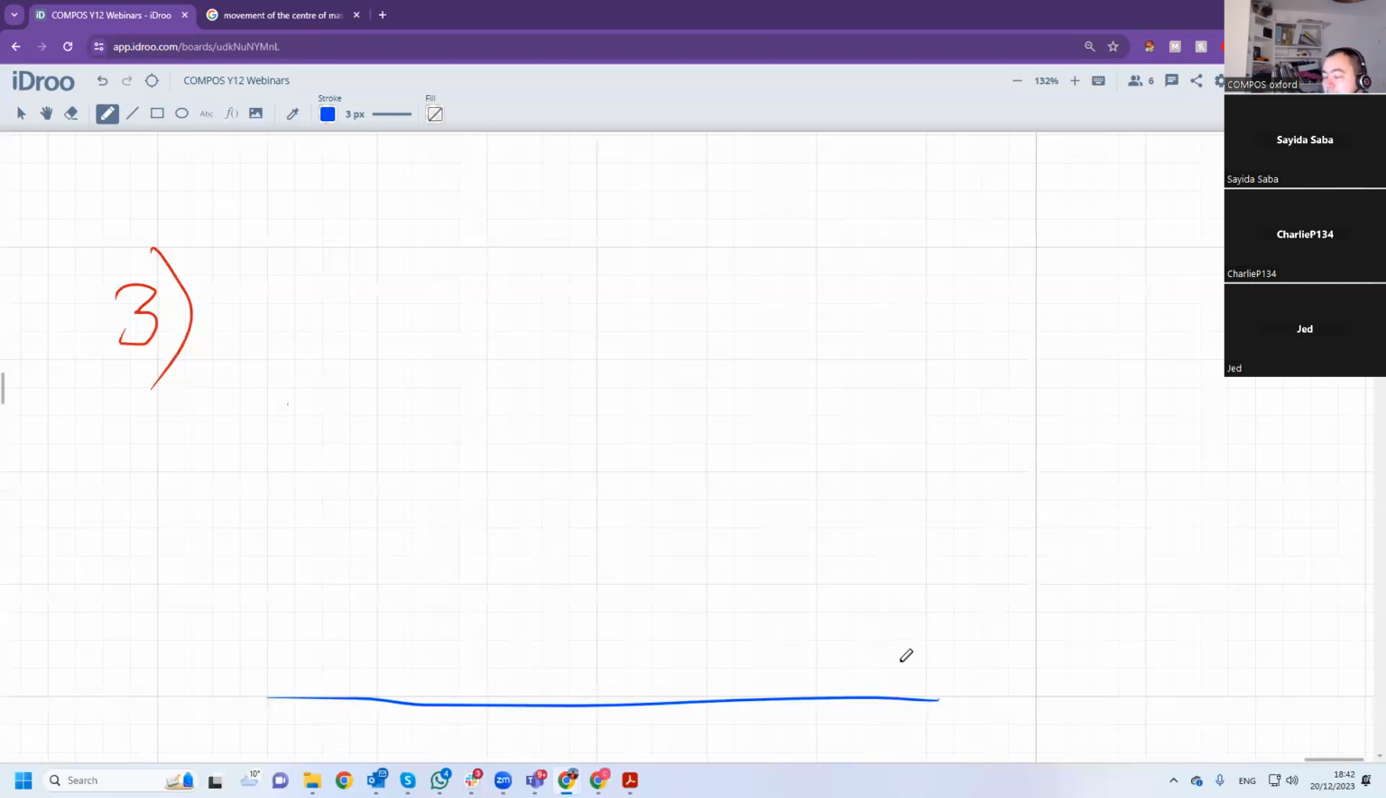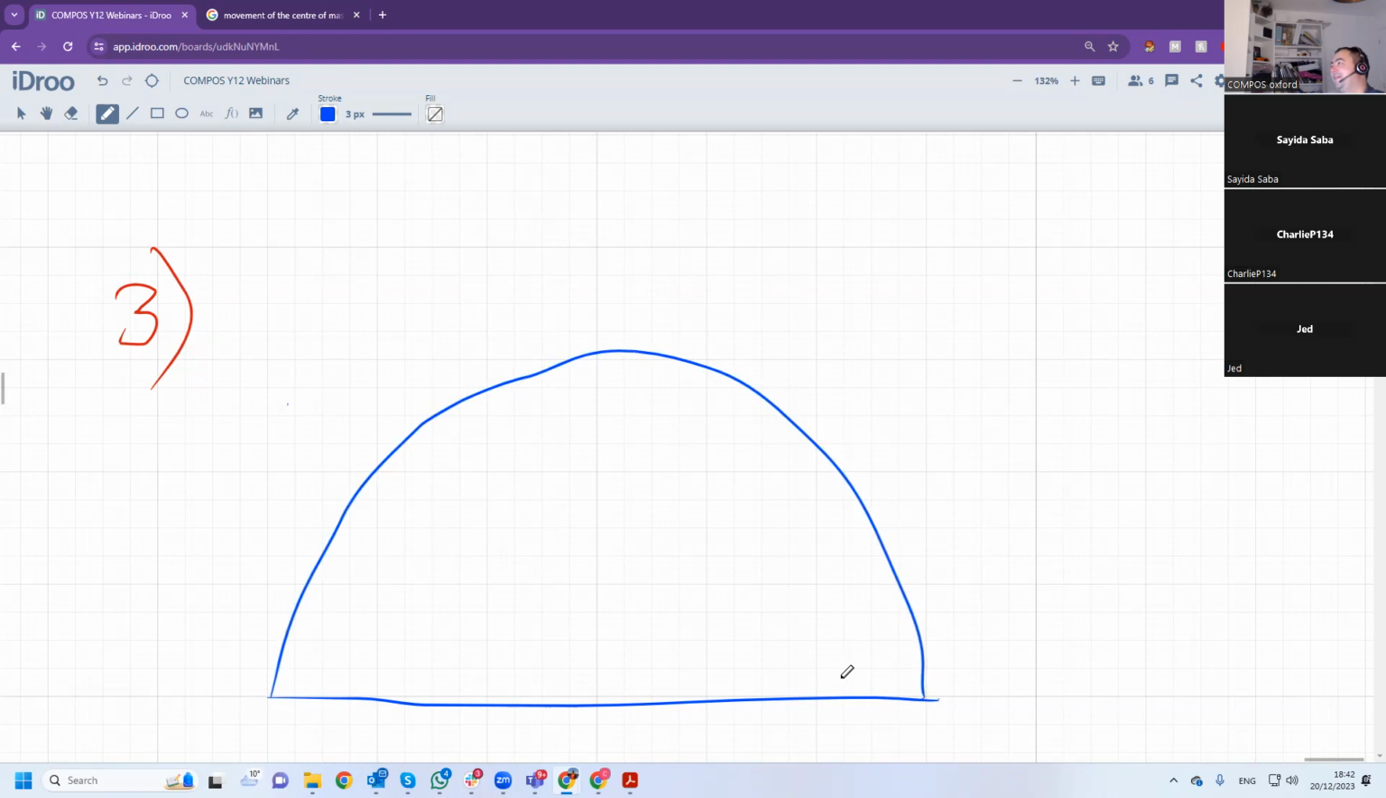What's a perpetuum mobile? What's the translation? Anyone help? Free energy, perpetuum mobile. The engine. Perpetual motion. Yeah, perpetual motion.